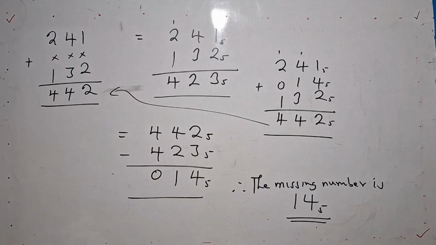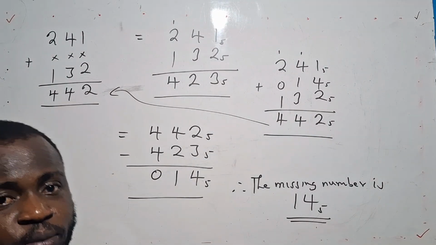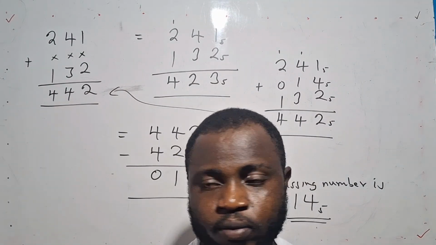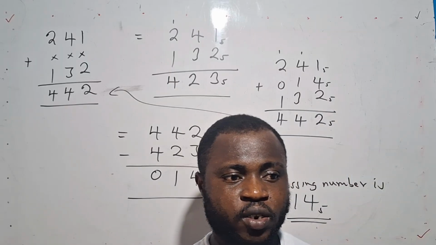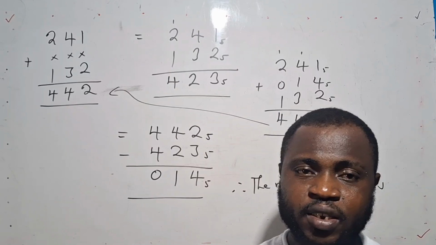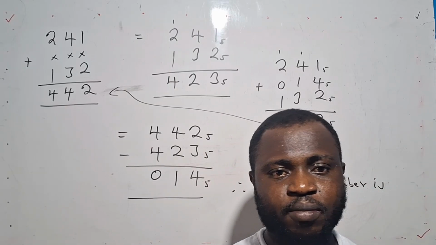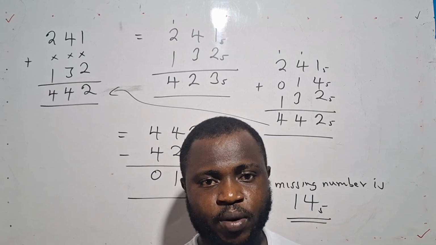So this is the last question on this, and it can only be simplified on this channel. Yes, it can only be simplified on this channel. So this is the end of the addition, subtraction, and finding the missing numbers on number bases.